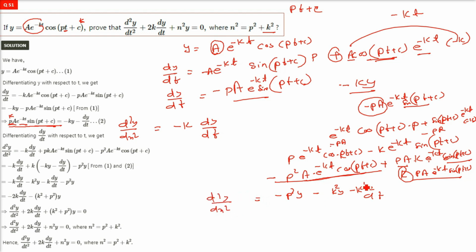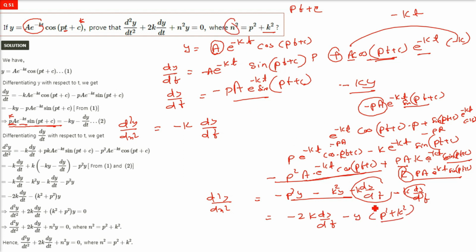d2y by dt2, this whole is there, and as I said, this minus K dy by dt was already there. So this is also there, so there is already minus K dy by dt here. So minus K dy by dt twice is minus twice K dy by dt. So minus K dy by dt two times, this whole, minus 2K dy by dt. We have here minus P square Y minus K square Y. Let's just write it as minus, if you take Y common, it will be P square plus K square. But in the question it is already there, P square plus K square is equal to N square. Yes or no? So we can write it as N square. So minus 2K dy by dt minus N square Y.